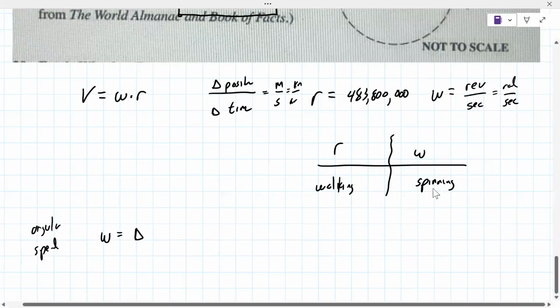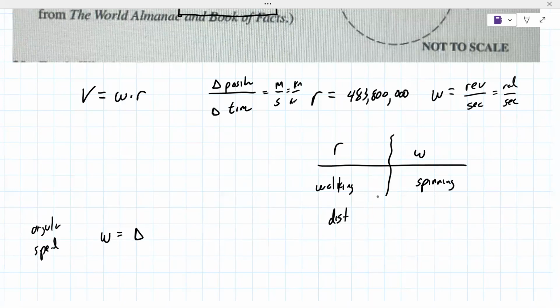It's the speed at which you're spinning. How fast are you spinning? Because when you're walking, you know, I walked a certain amount of distance in a certain amount of time. Distance per unit time. Spinning is rotations per unit time. Now, if you're just spinning in place, you're not going anywhere.